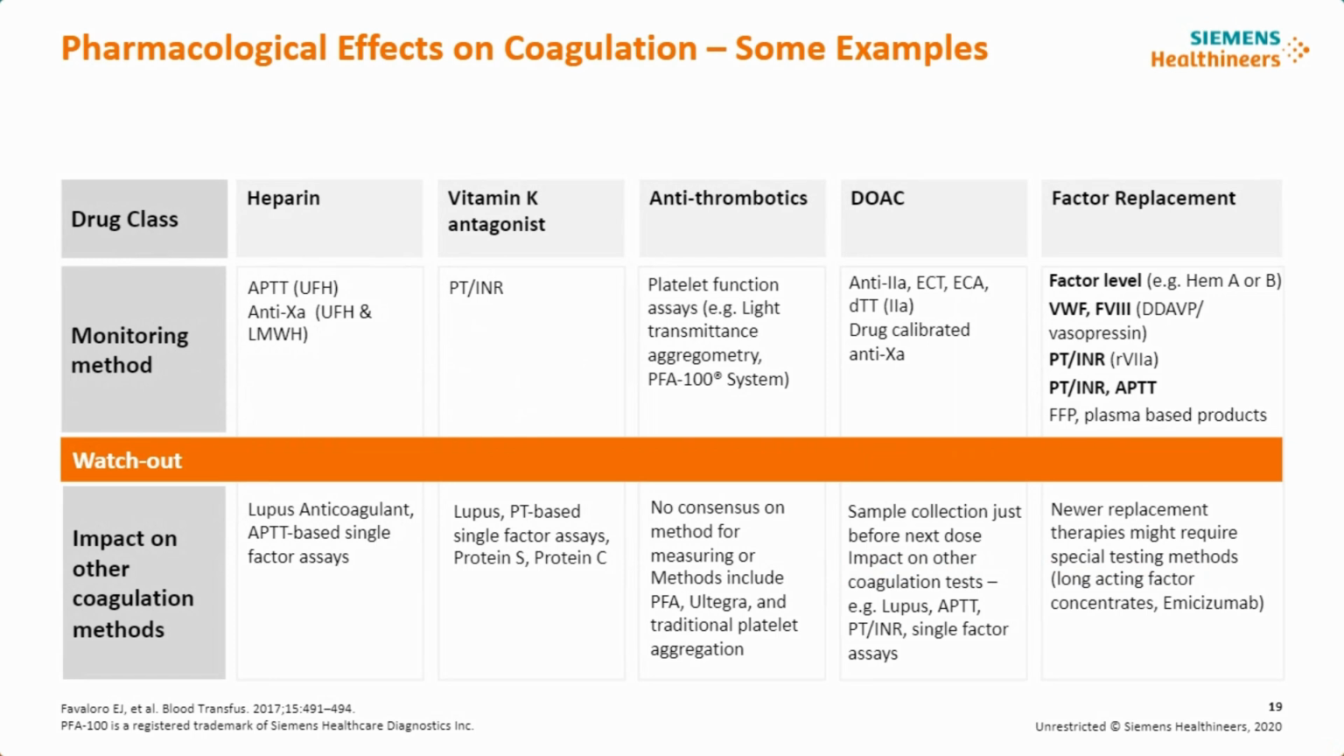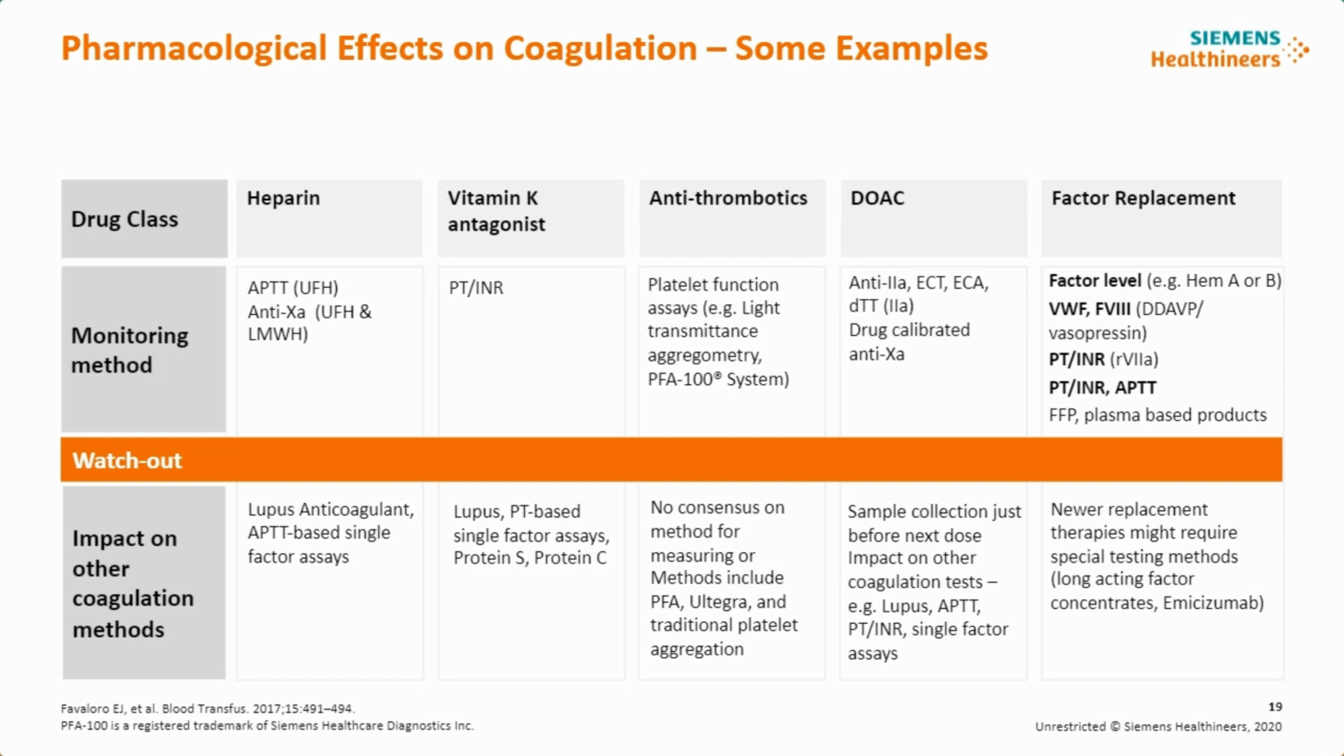We also know there's an effect of various pharmacological agents on coagulation testing, specifically those of the anticoagulants. Heparin, as an example, is typically monitored using the APTT method if you're on unfractionated heparin, but anti-10A if you're on LMWH or low molecular weight heparin. Now, granted, the majority of the labs are moving away from using the APTT-based assays, but I won't get into that for this particular presentation. But the impact that heparin as an anticoagulant has on coagulation methods is quite profound.